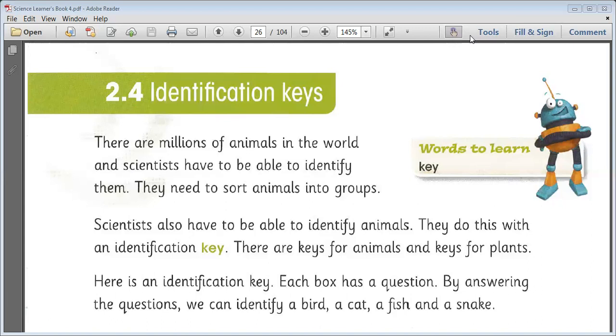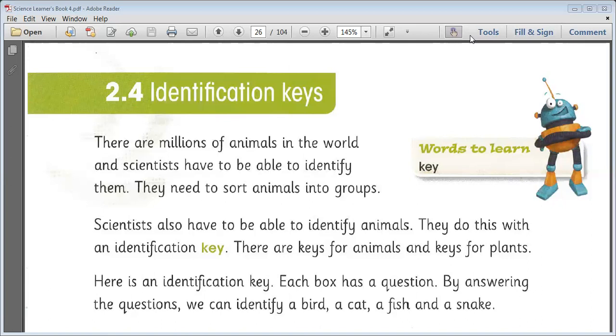Scientists need to sort animals into groups. Scientists also have to be able to identify animals. They do this with an identification key. There are keys for animals and keys for plants.